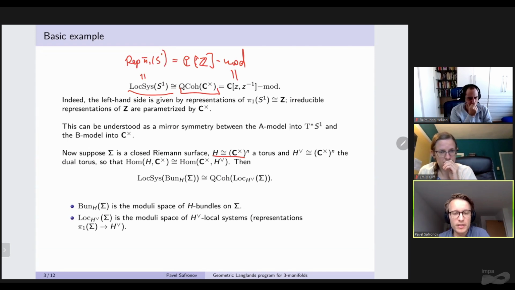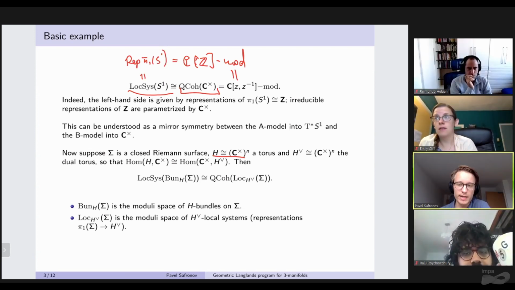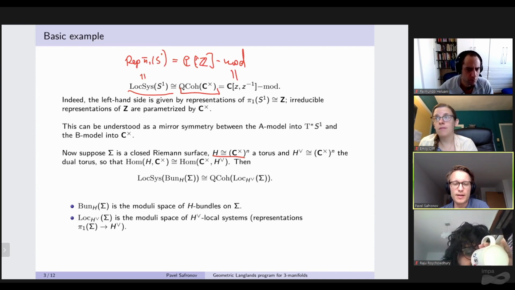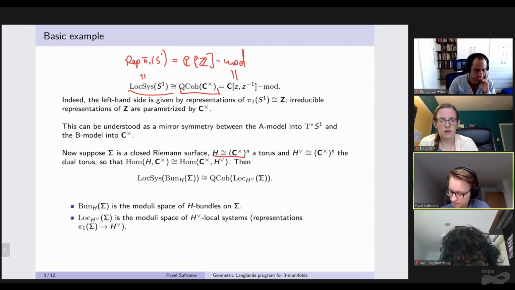I'll also be talking about the dual torus. You might just think that this is also C star to the n, but in some sense it has some dual properties. So one way to say this is that if you look at the character lattice of the original torus, it's equivalent to the cocharacter lattice of the dual torus. So that's this equivalence.